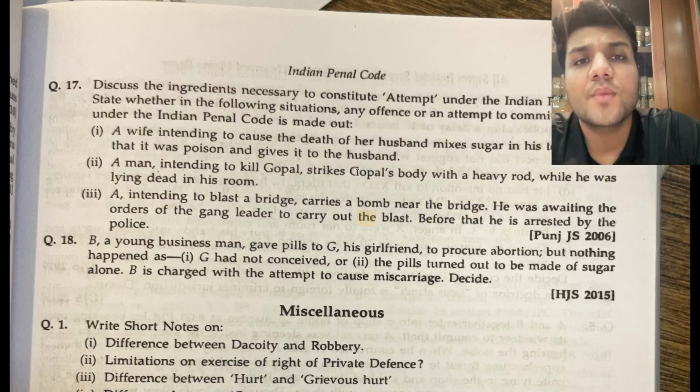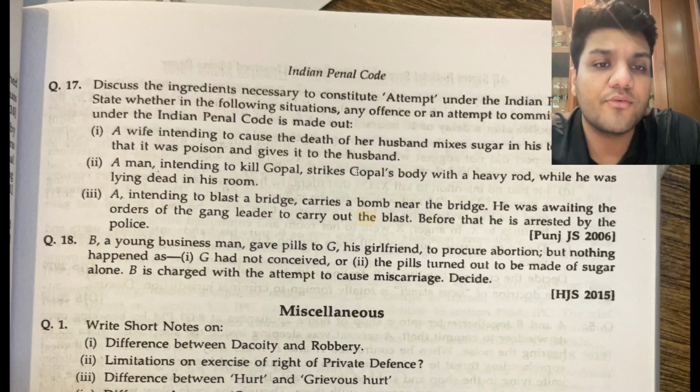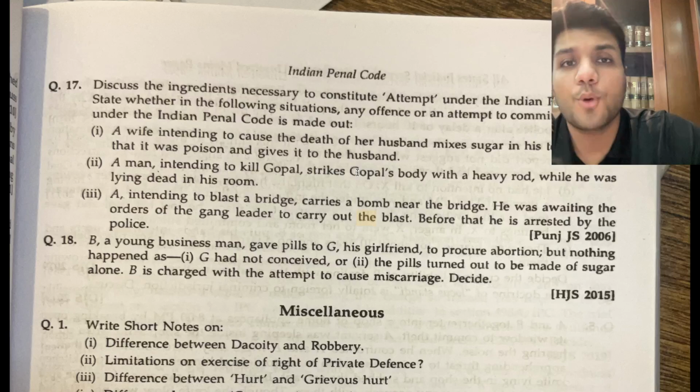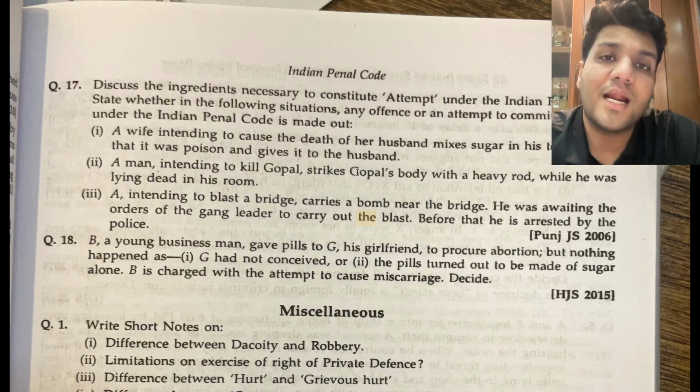So the first part is a wife intending to cause the death of her husband mixes sugar in his tea, thinking that it was poison, and gives it to the husband. Now, since the wife has given it to the husband, that means that it's a proximate act, and therefore she can be held liable for the attempt.